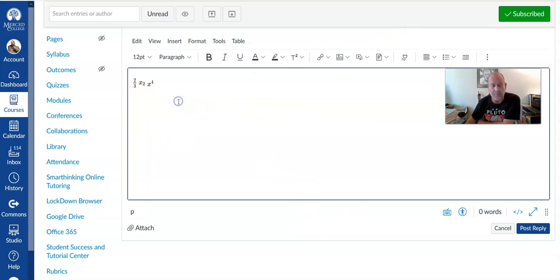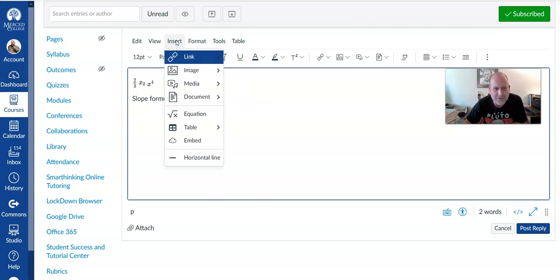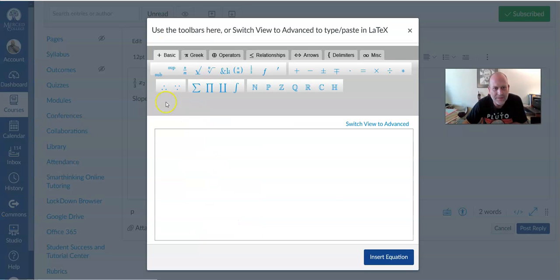Okay, so now let's look at something a little bit more complicated. Those are the basic things. Let's start by typing the slope formula. Let's say I wanted to use the slope formula, and I just wanted to put it right here. So let's go ahead and insert. We'll go to equation.